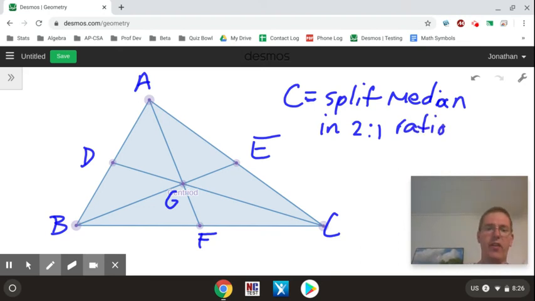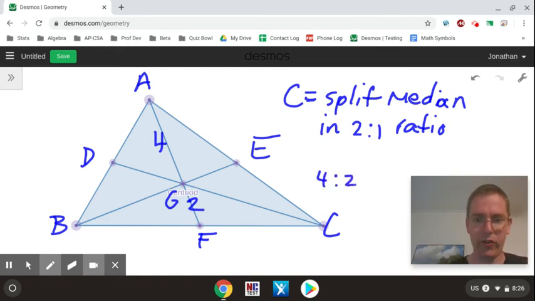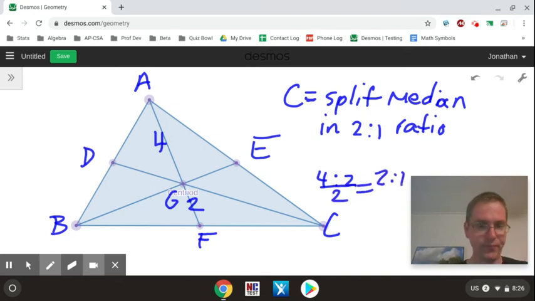The truth is the whole thing is 3. So the long side is 2, the short side is 1, and the whole thing is 3. I'll show you what I mean by that. If I know that this side is 4, this side is going to be half as much, 2, and then the whole thing is 6. So I have a 4:2 ratio, which I could divide by 2, and it would reduce to a 2:1 ratio. That works anytime. So if they give you the long piece, you can figure out, oh, the long piece is 4, so the short piece has to be 2.